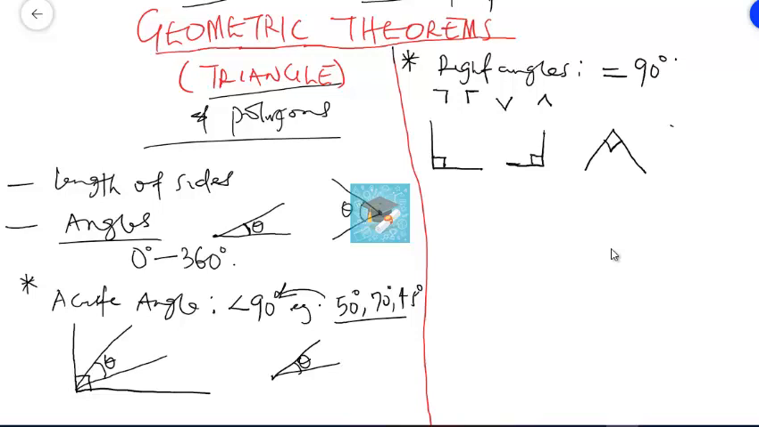And similarly, if you have two lines that are not straight, you subtend from a point and you have a symbol like this, so it also means 90 degrees. It also means right angle.